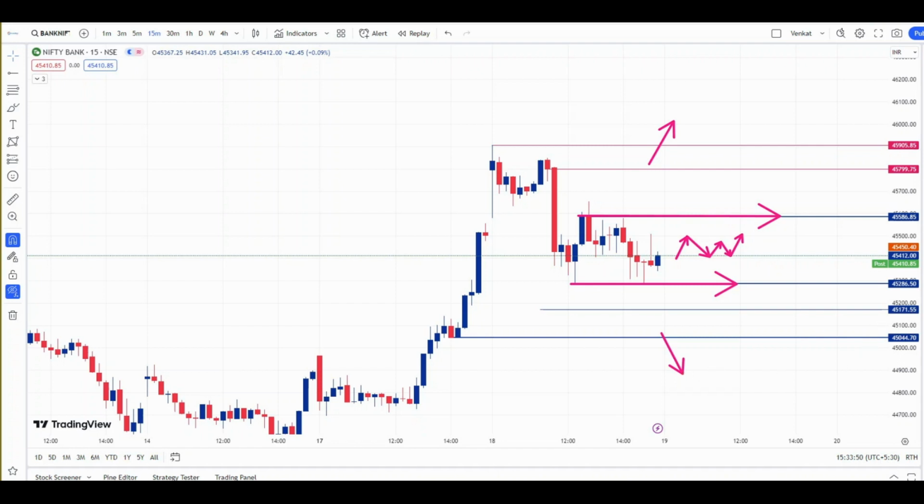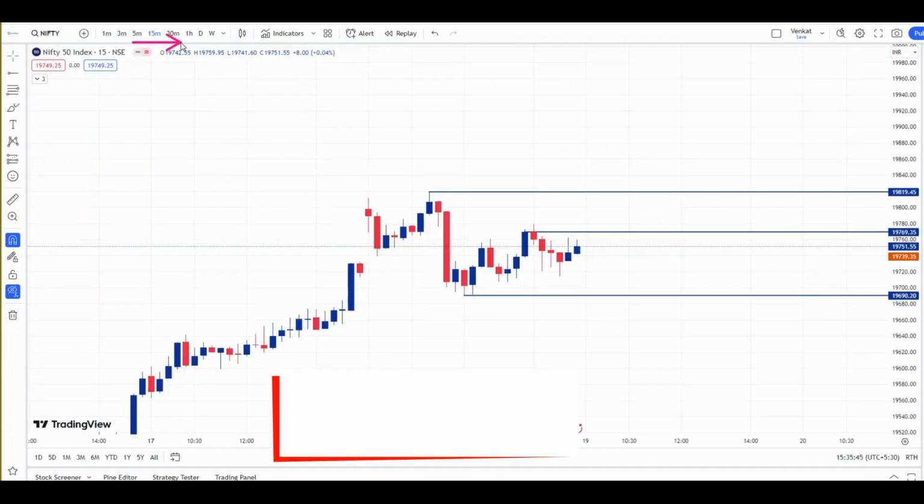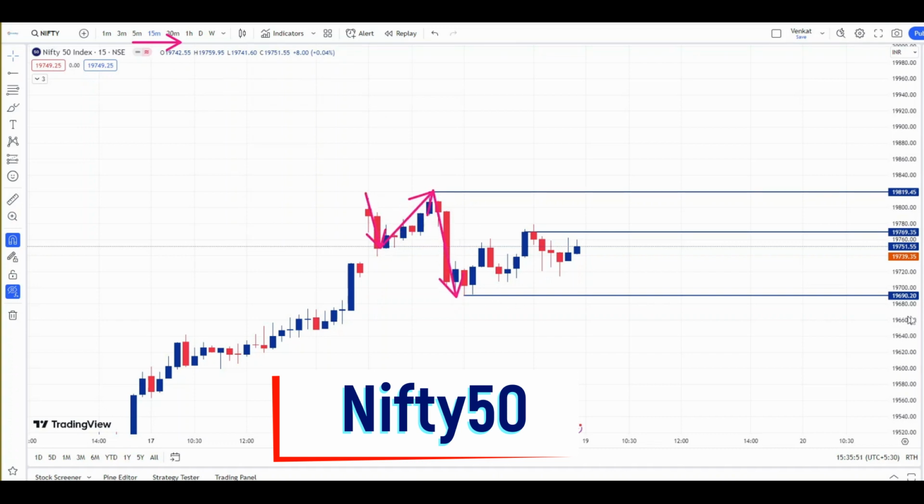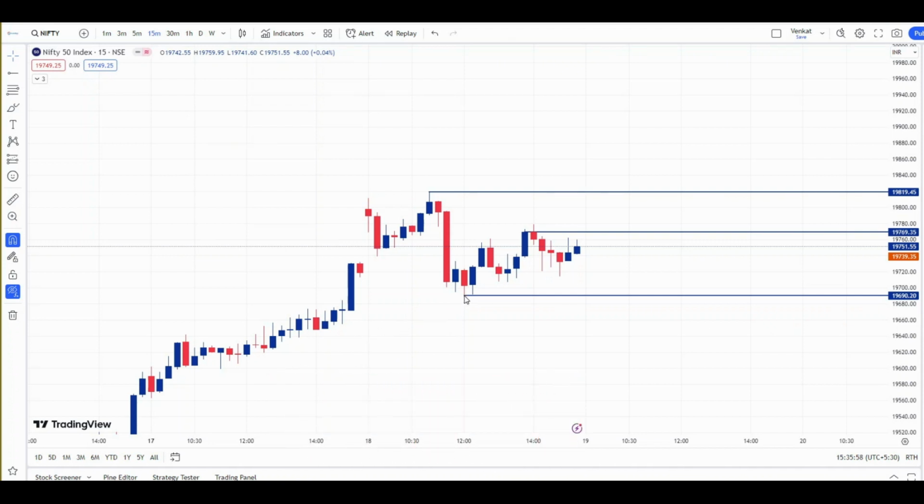Now let's see the analysis of Nifty. Here I am using the Nifty 15-minute chart. Nifty also opened with a gap up and tested this level twice, and from there it has given a straight fall. So what are the important levels for tomorrow's trading session for Nifty? This area, 19,690 to 19,770, is the important area.